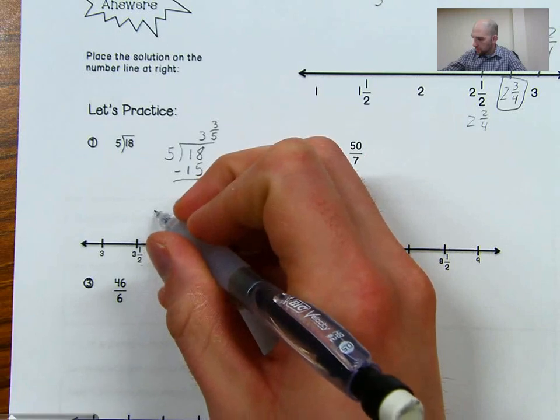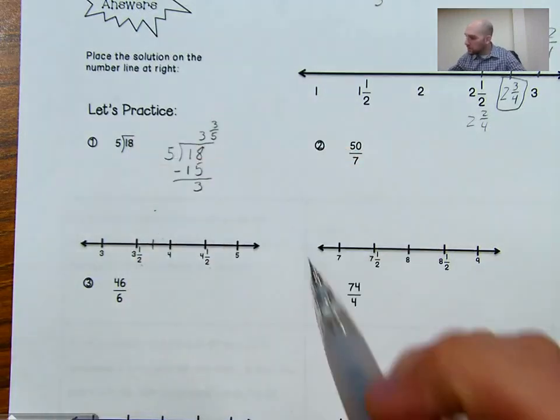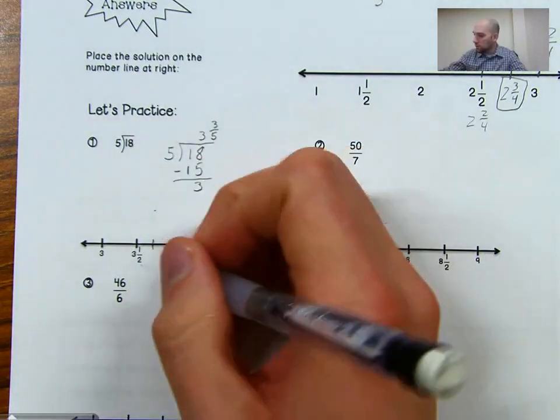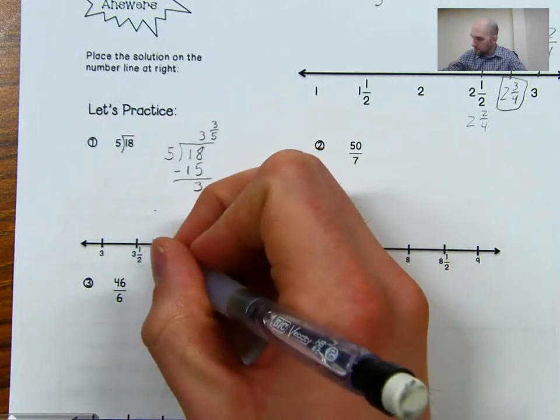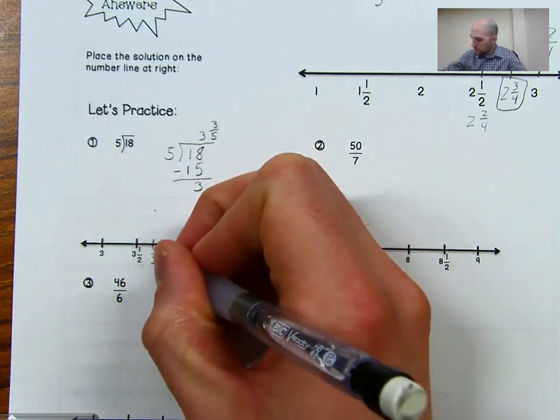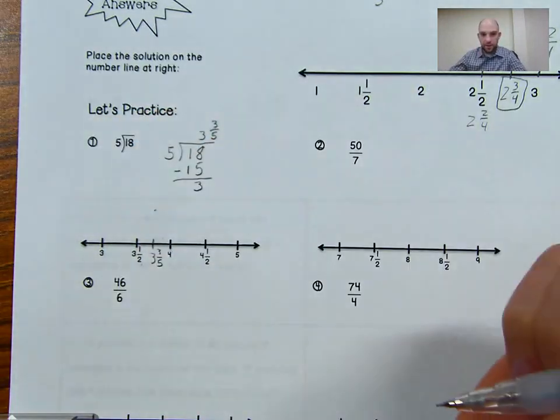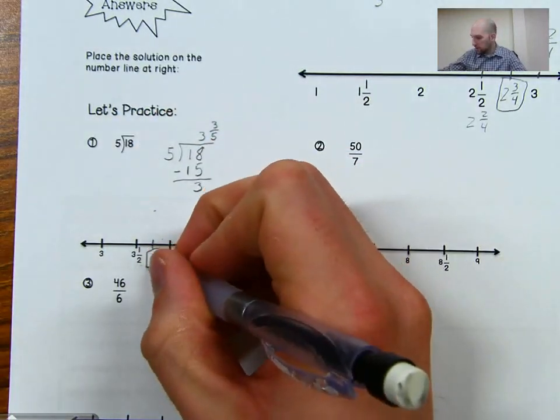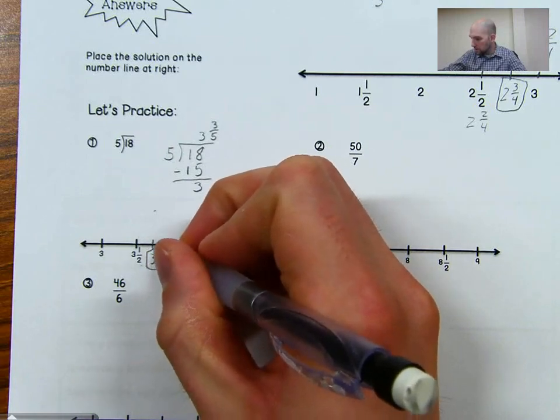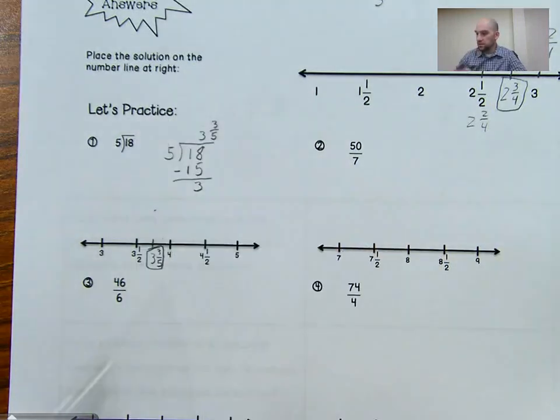It says place the solution on the number line. So we are going to use 3 3/5. I wasn't sure if it wanted us to place our original fraction on the number line there, or if it wanted us to place our answer, but it does say to place the solution on the number line. So we have 3 3/5, which is going to be right there between 3.5 and 4.